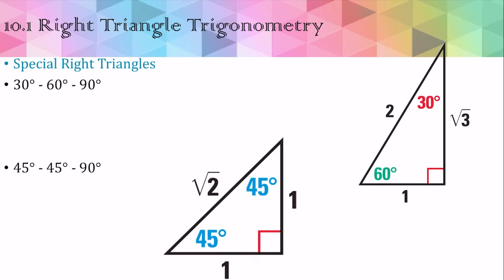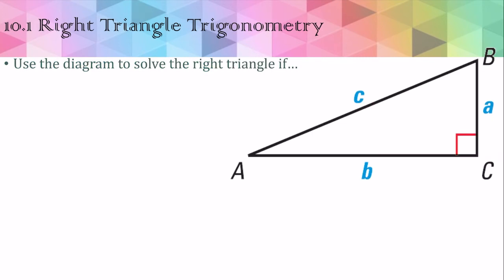They can be used to find sine, cosine, and tangent of 30, 60, and 45 degree angles exactly with the square roots. And those are very common angles, so they can be useful. Let's try a different type of problem. Let's use this diagram to solve a right triangle. Solving a triangle means that you find all the unknown sides and angles.